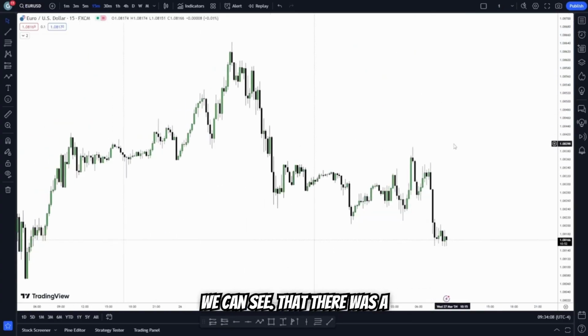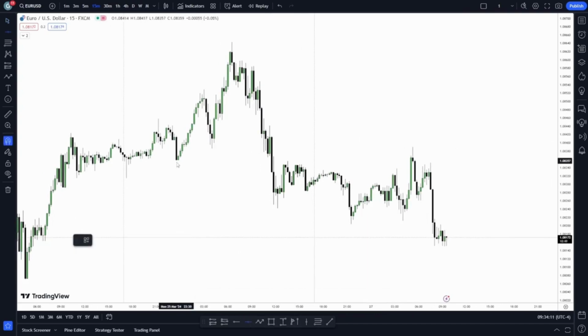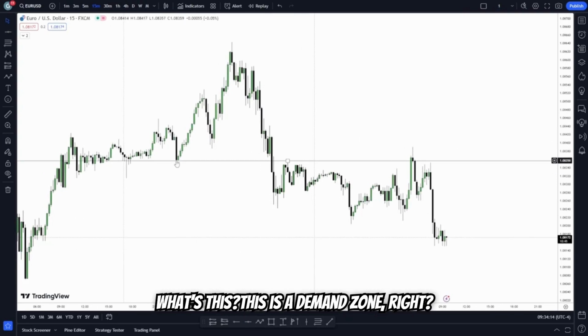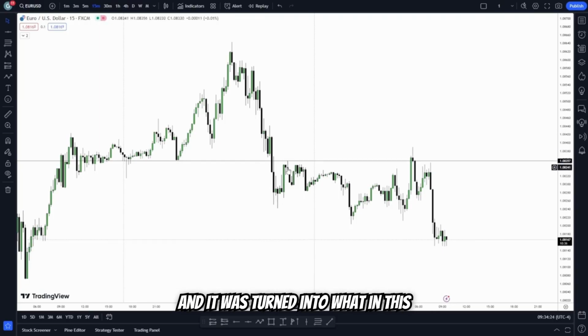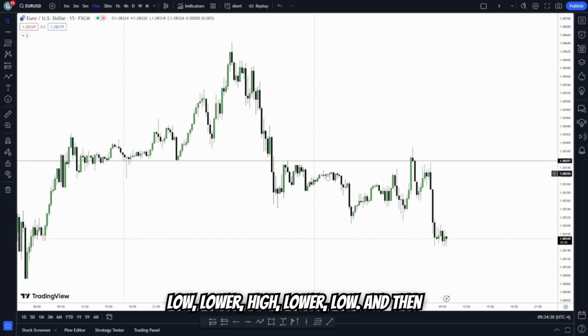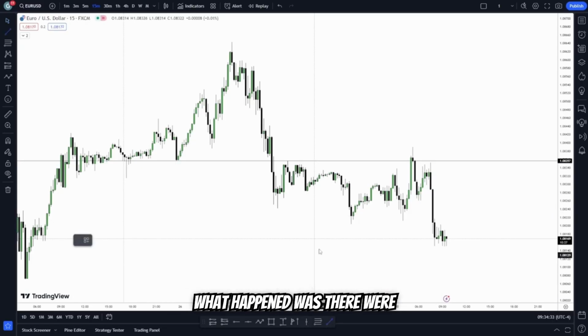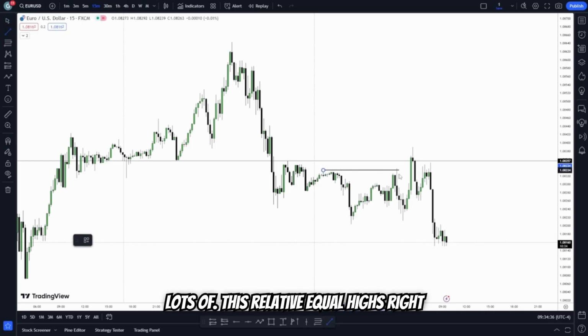So over here in this chart, we can see there was, what's this? This is a demand zone, right? This is a support. So support was broken, and in this candle it turned into what? Resistance, right? And then the market fell down. It started making a lower low, lower high, lower low, and then there were lots of relative equal highs right over here.